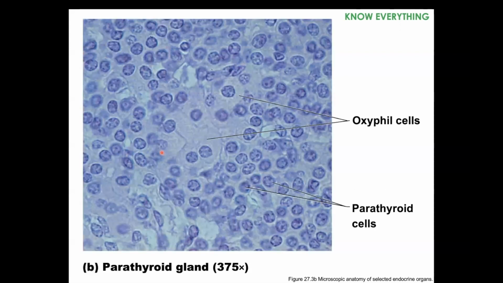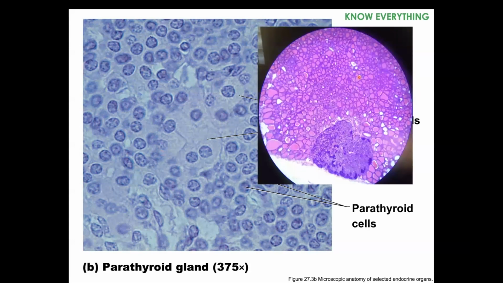Here we have the parathyroid gland. Remember that the parathyroid gland is on the dorsal or back side of the thyroid. On the microscope image here, the parathyroid is the dark purple region towards the bottom, and the light pink is going to be your thyroid.